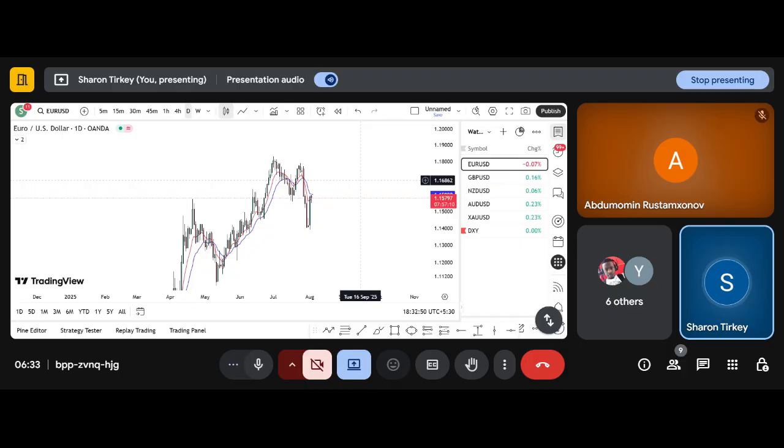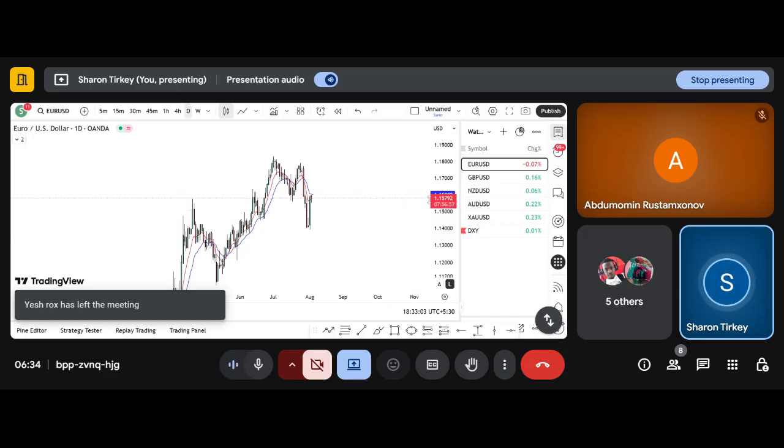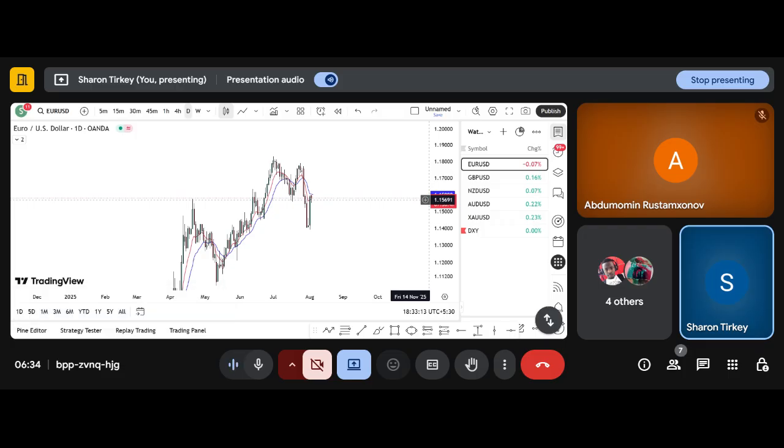Today I have an awesome setup for you in all these pairs. I have got multiple confirmations: a strong bearish and bullish setup with structure, the second is confluence at 50 and 61 Fibonacci levels, and the third is a clear rejection zone aligned with trendline and EMAs. So let's go into the chart and decide the next big move in all these pairs: EUR/USD, GBP, NZD, AUD, gold, and last one is DXY.